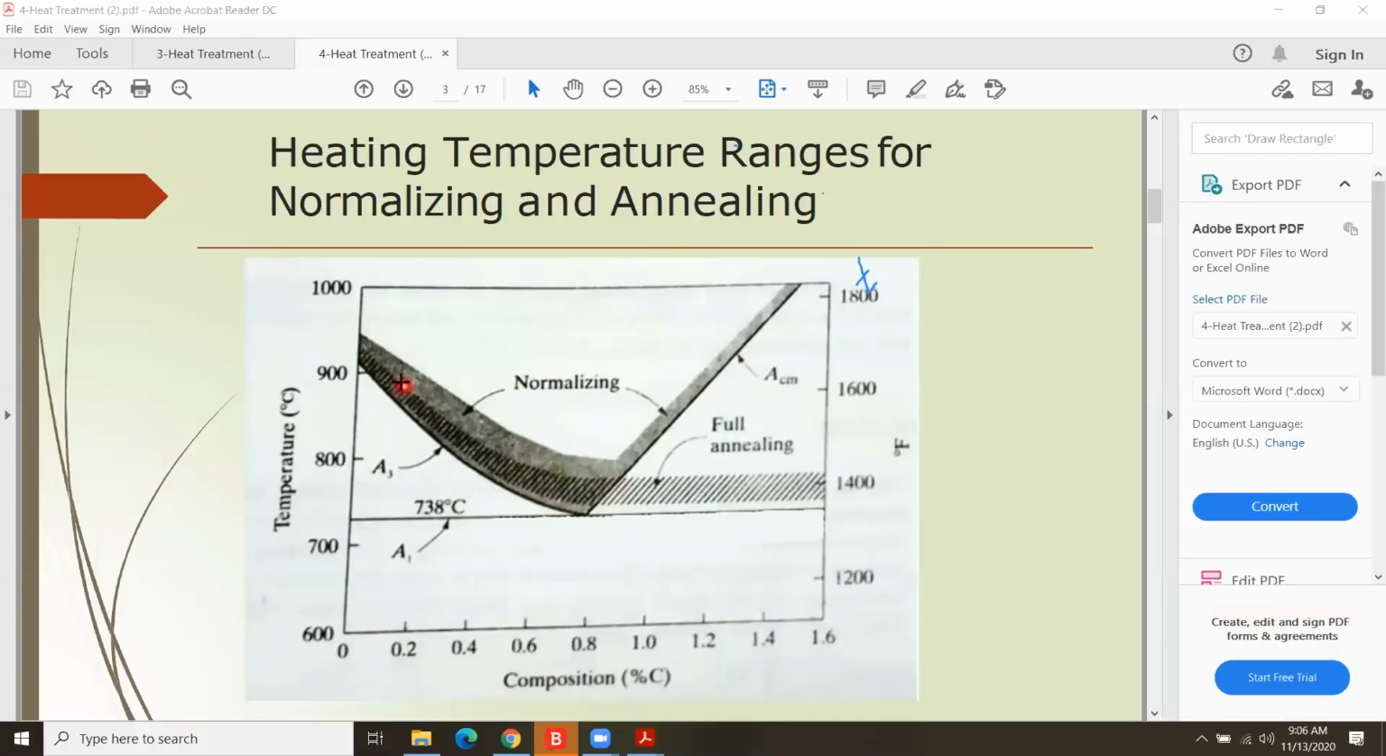That means this line temperature plus 50 and this line temperature plus 50 only. Normalizing you cannot do up to this level. You can only do the normalizing process in this line temperature plus 50 range and this line temperature plus 50 range only. Right? So that one is important. You have to remember it.